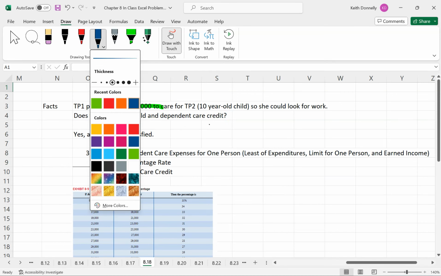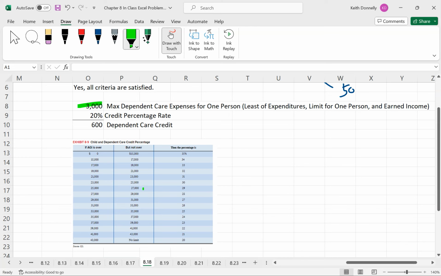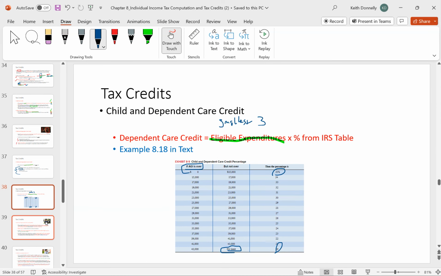So step one here, we got to pick the smaller of those three things. The 10 grand for daycare, the 3,000 for the one child, or the 50 grand of income. Well, 3 is the smallest. There we go. We then would go down, use the table. Hey, let's just say our AGI is 50,000. We're over here, no limit. That's 20%. Multiply them together. Our dependent care credit in this case would be $600. Okay, so you can look at that. Nothing too hard, just a little bit of applied math.